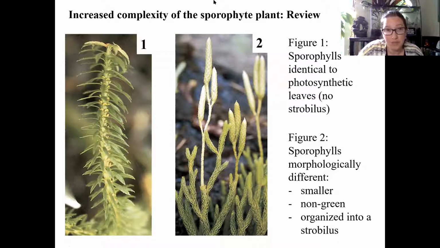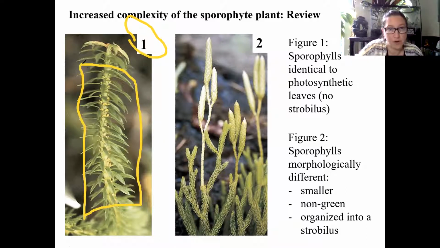And this is showing you sometimes the sporophylls look just like the regular microphylls, right? Like in number 1, all of these look the same. They're green. Some have sporophylls. Some of them have sporangia on them. Some don't. They all look the same. They're all photosynthetic, and they are not arranged in a strobilus.